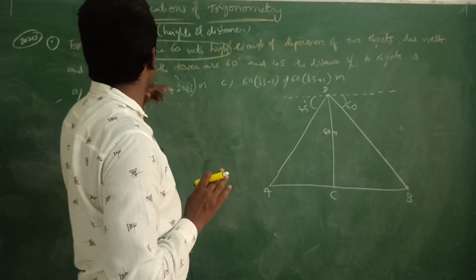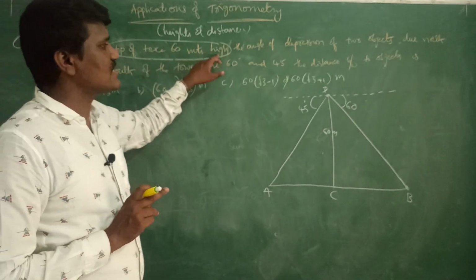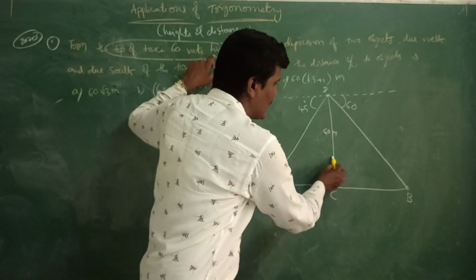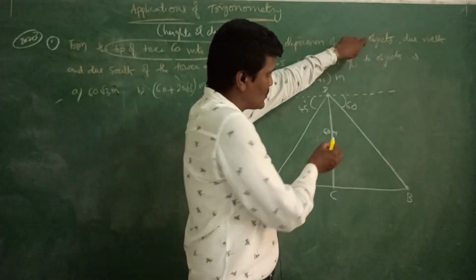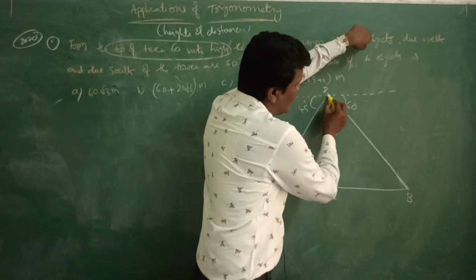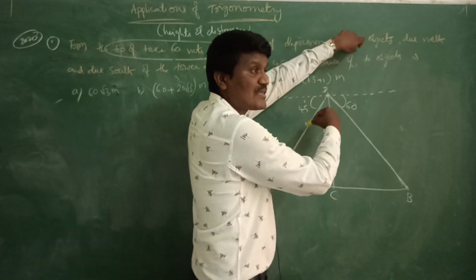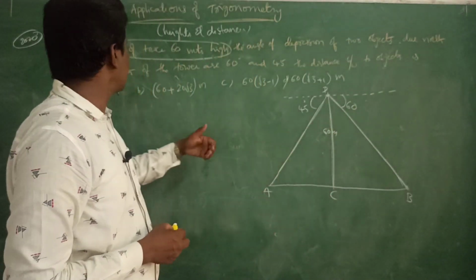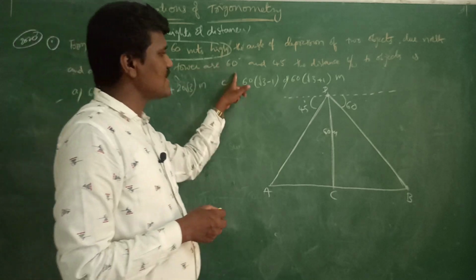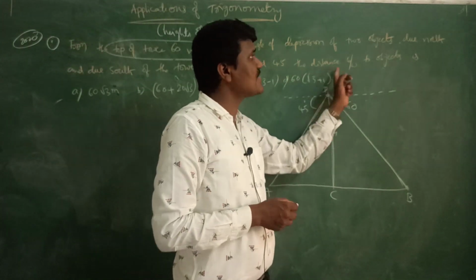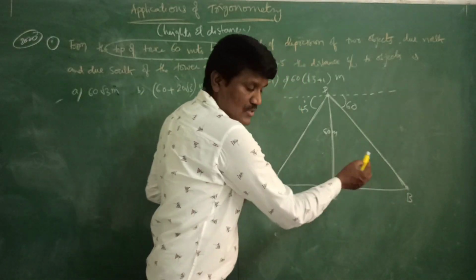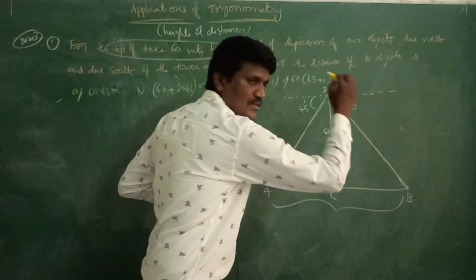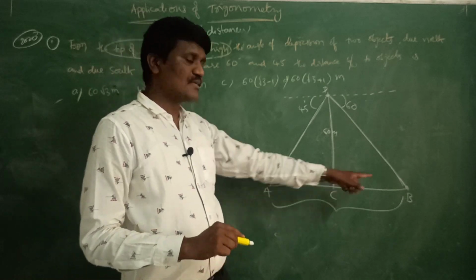Understand? Once again, read the question. From the top of the tower 60 meters high, the angle of depression of two objects, this is the angle of depression of one object and this is the angle of depression of the second object, due north and south of the tower, are 60 and 45. Then the distance between the objects. What are the objects here? A and B are objects. So what is this distance they are asking?